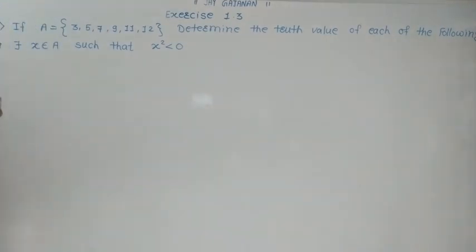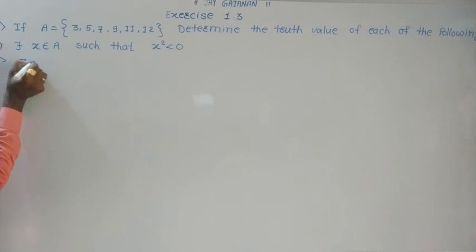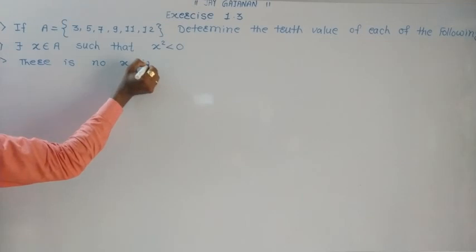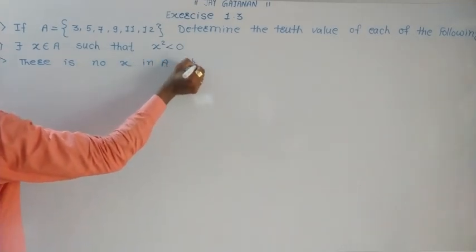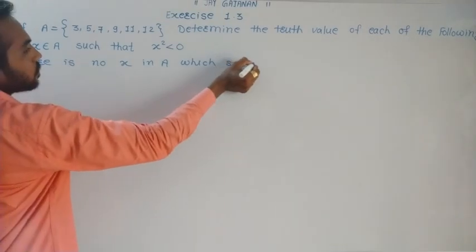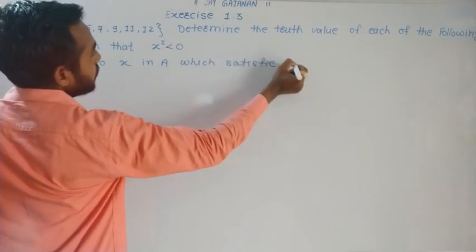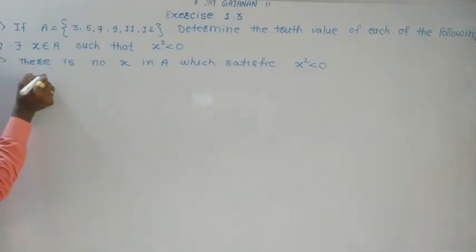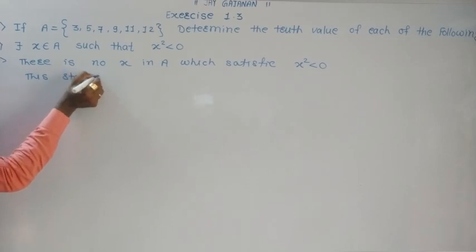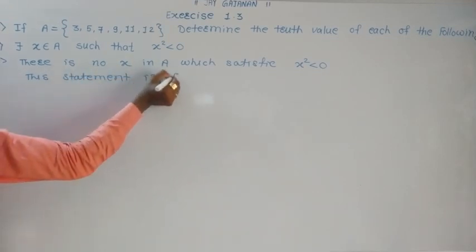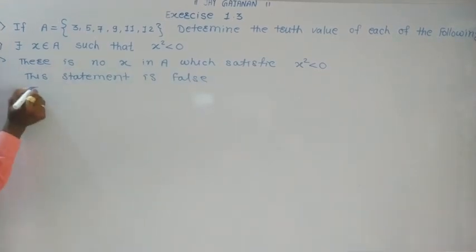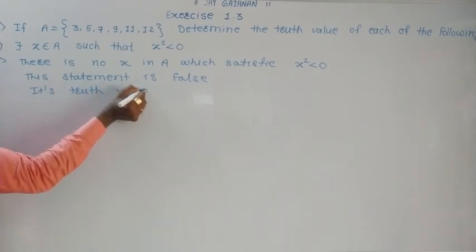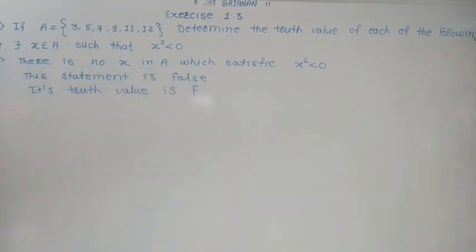Therefore, we can say there is no x in capital A which satisfy the condition x square less than 0. Therefore, this statement is false. Hence, its truth value is capital F.